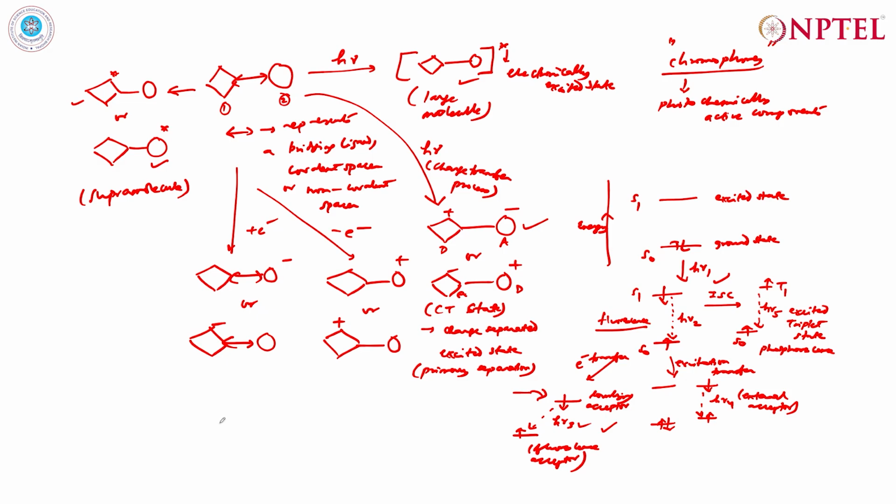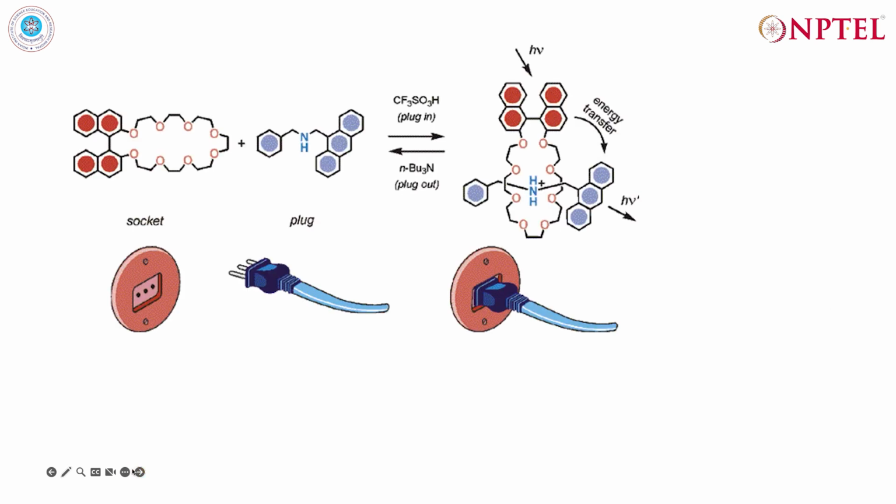So keeping these things in mind, it is now of relevance to look at some specific examples, where we can apply the concept of supramolecular photochemistry to understand the behavior of artificial molecular machines. Now, in this regard, let us look at the first example, where we have a system which functions as a plug socket model.